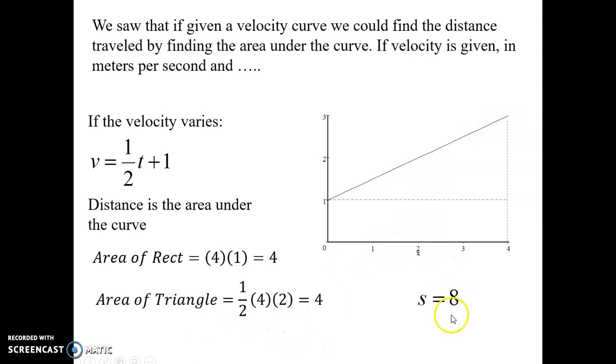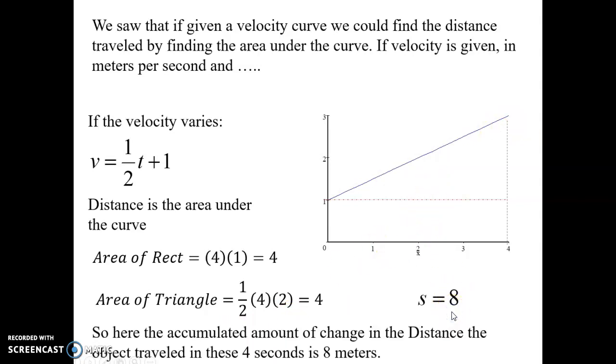Adding these two together, we get the distance I've traveled here in these 4 seconds is 8 meters, because I've gone 4 seconds here in my velocity curve. Now, this was nice. We did this in section 5.2, where we talked about the definite integral as area.